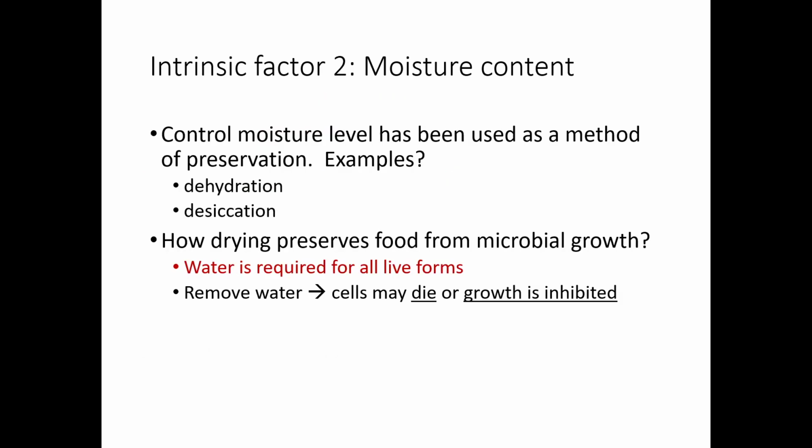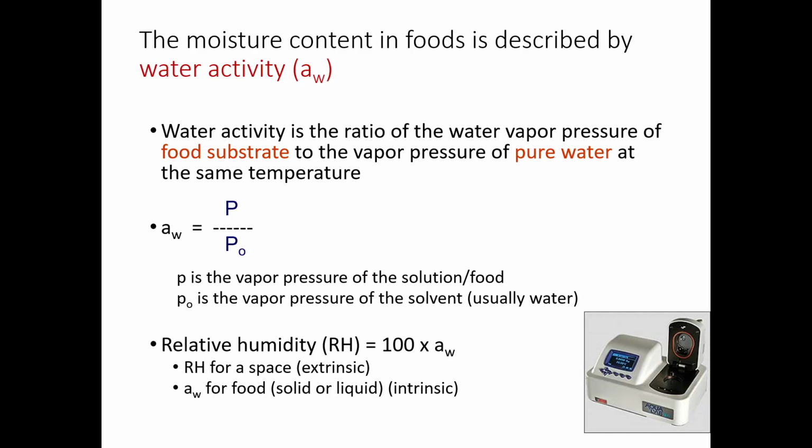Okay, so our next intrinsic factor is moisture content. So that's the water activity. Hopefully by now you realize that water is required for all organisms. If you do remove the water, then the cell may die, or at the very least the growth will be inhibited, so it's not going to be replicating. So it can be very beneficial for preserving our food products.